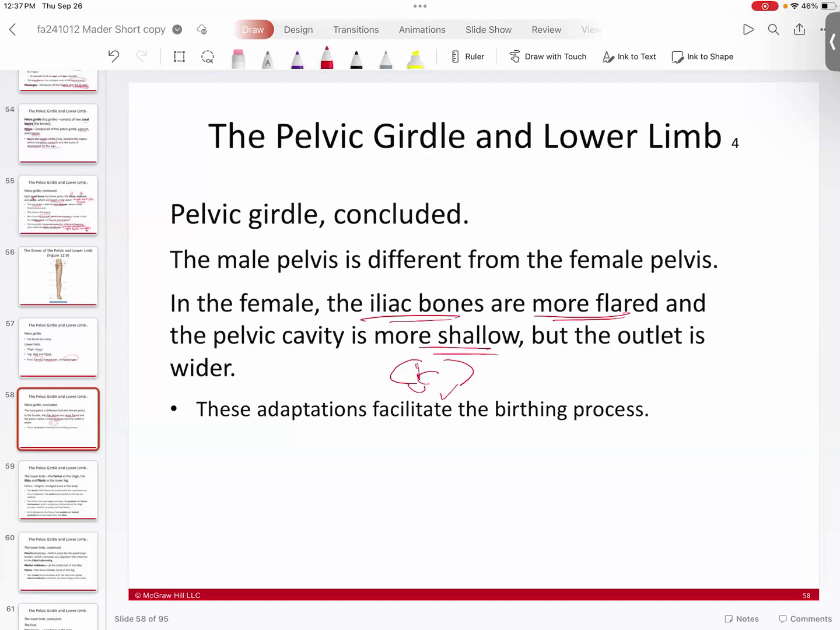And the pelvic opening is wider. All of these will facilitate the birthing process. Okay.